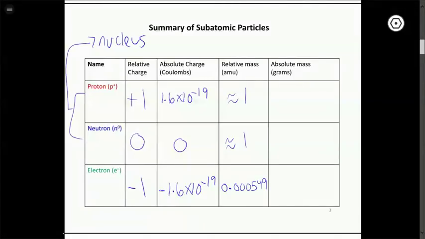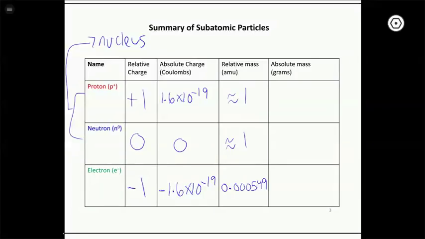0.000549. So that's about, what is it, 1,000? I can't do math in my head. Yeah, it's over 1,000 times smaller than the mass. I think it's about 1,800 times smaller than the mass of a proton or neutron. So again, to a good approximation, all of the mass comes from the protons and neutrons. The electrons contribute basically nothing.